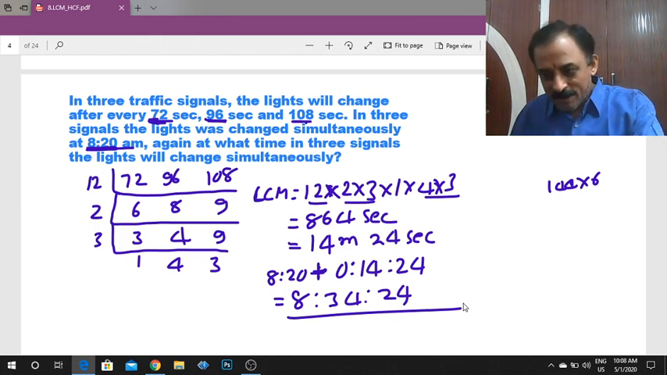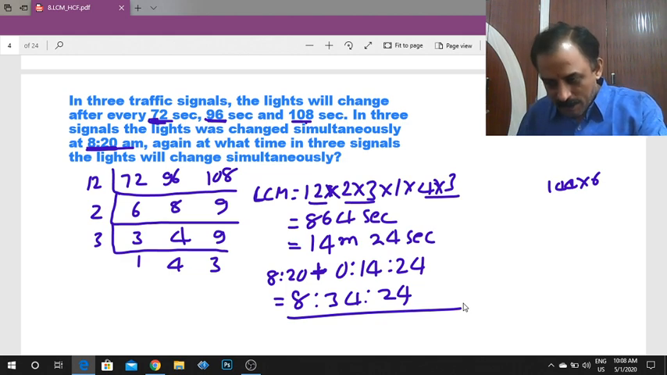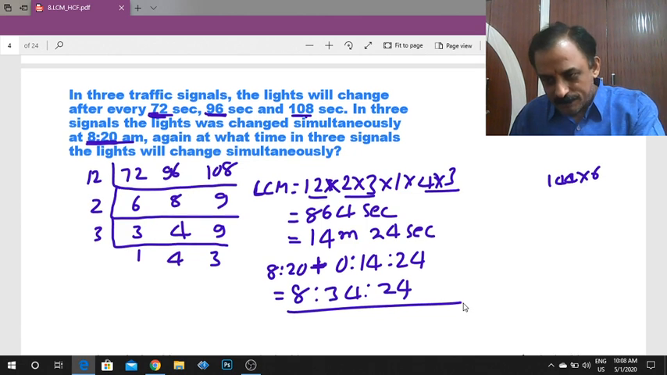Okay, got it? Is it clear? Kalpana, Dilesh, is it clear?